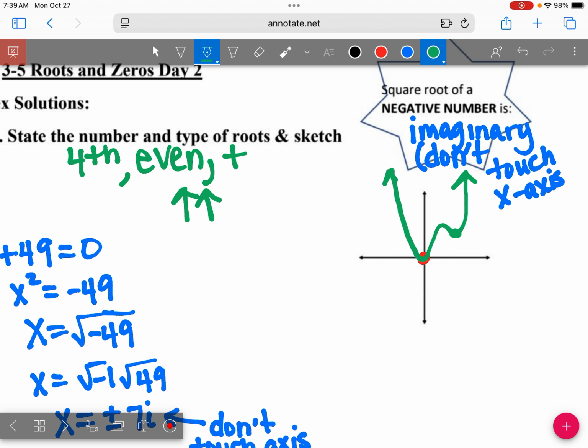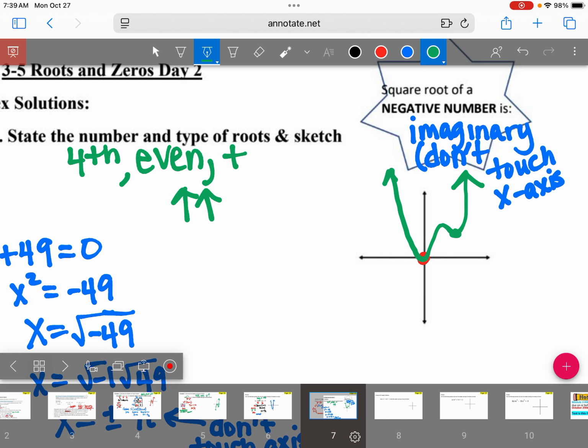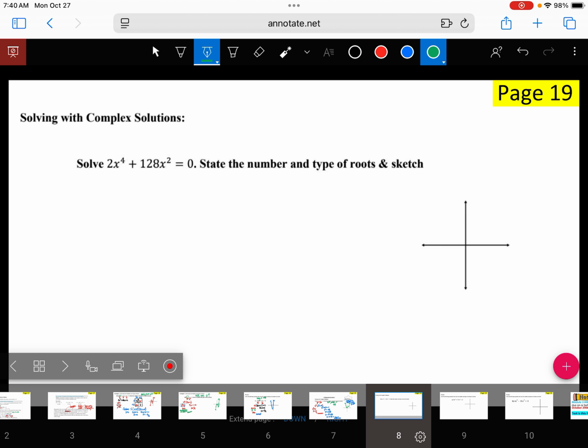And that would have been fine. But the main thing is it only touches the x-axis one time. And when it does touch, it bounces. All right. I think we only got 2 more. No, we got 3 more. All right, let's go to our next one.